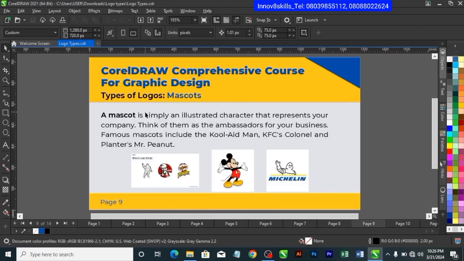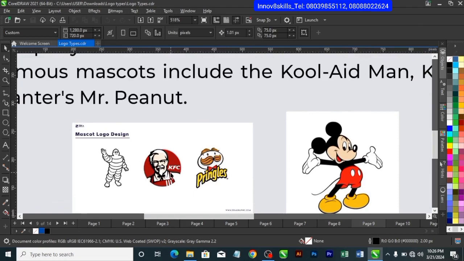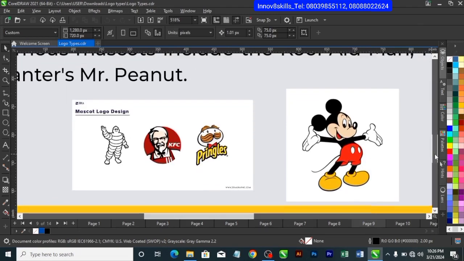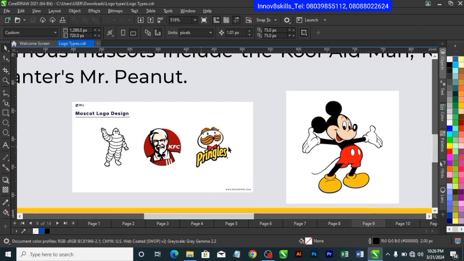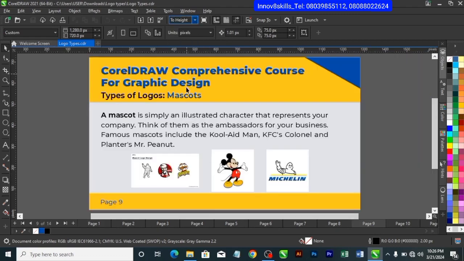And we have the mascots. This is simply an illustrated character that represents your company. These ones are very important for businesses that target children and families. Once you see these things, you know that they are very attractive, and not only children will like them. So if your target market focuses on children, you can go for this kind of logo. Since they are very attractive, children will love to see this kind of logo.